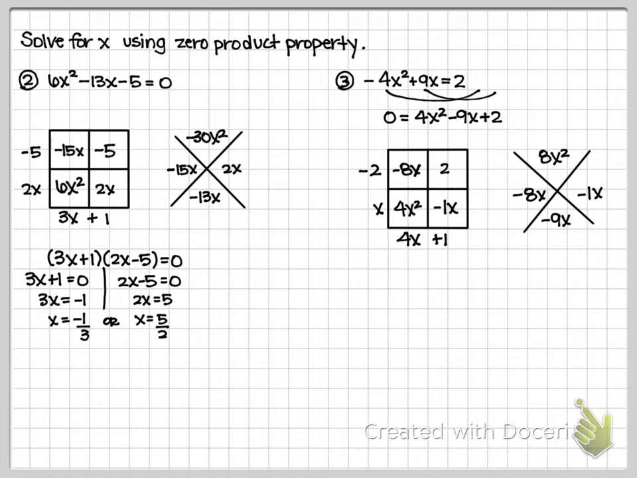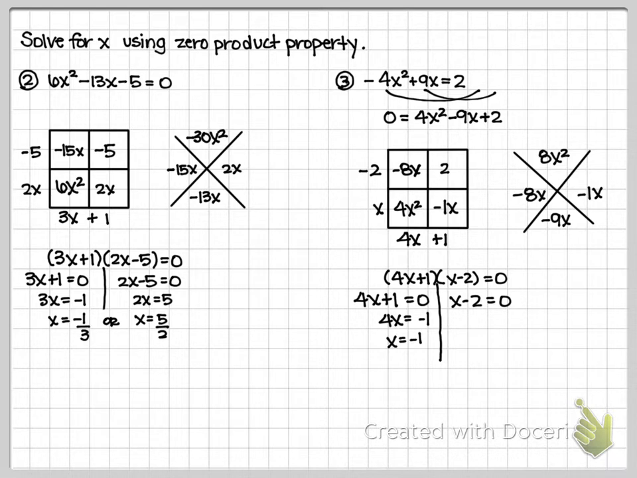Okay, let's replace. So we have our base of 4x plus 1. We have our height of x minus 2. I'm going to set that equal to 0. Find where the multiplication occurs. Set each one of these factors equal to 0 and solve. So we're going to minus the 1 to the other side, and then we're going to divide by 4. This one, all we have to do is move the 2 over to the other side. We're going to go ahead and put "or" between this. So those are a couple of examples of using zero product property.